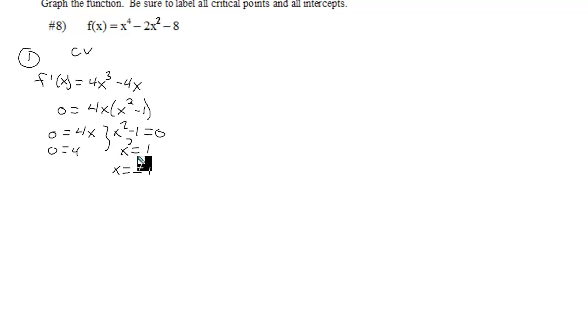When you square root x squared equals 1, you get plus or minus 1. So our critical values from the first derivative are -1, 0, and 1.